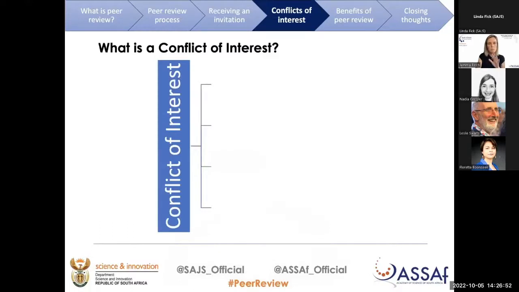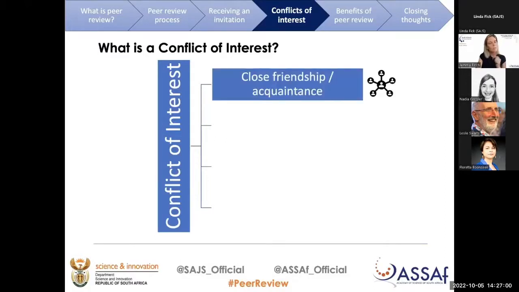Okay, so importantly then, what is a conflict of interest? Some of these are fairly obvious, but let's just summarize them anyway. If you know who the author is, if it's a close friend or a close acquaintance, a family member, then it puts you in a difficult position to provide an unbiased review. So that constitutes a conflict of interest.